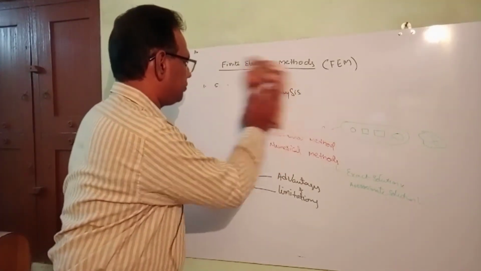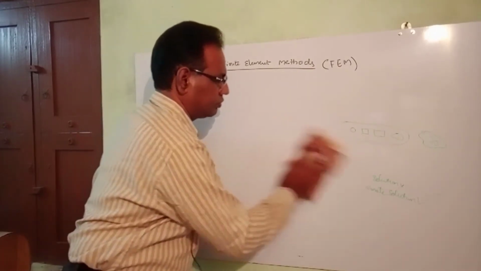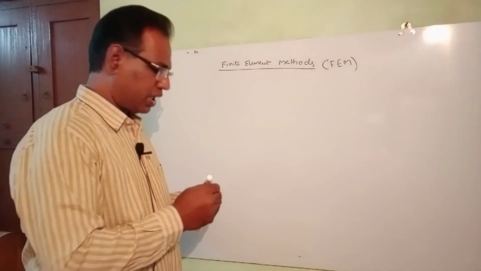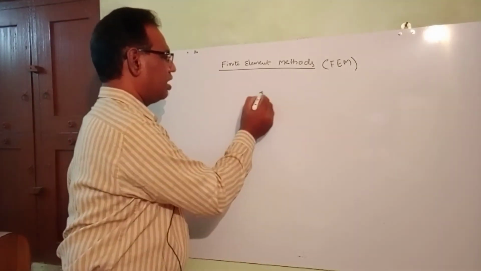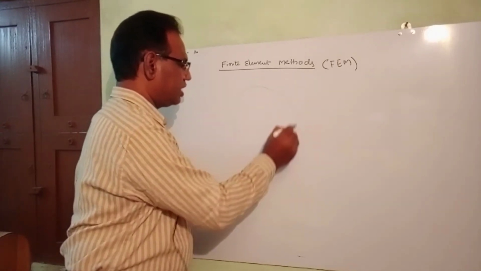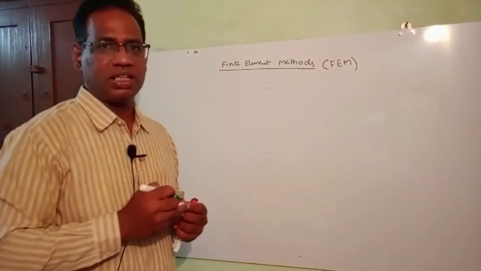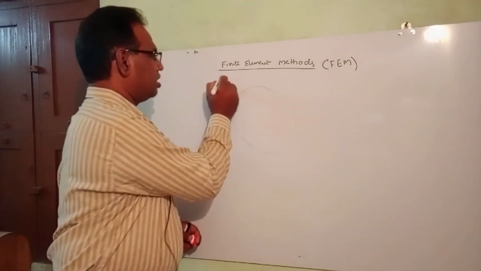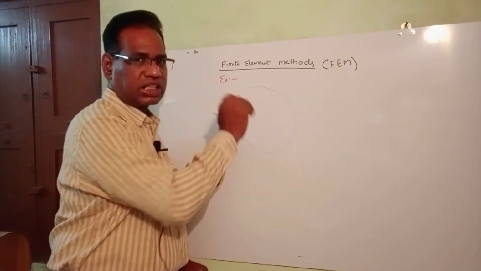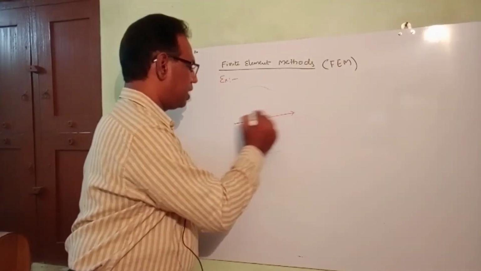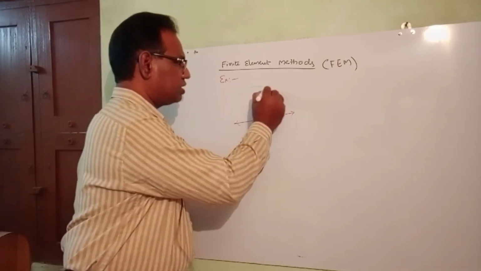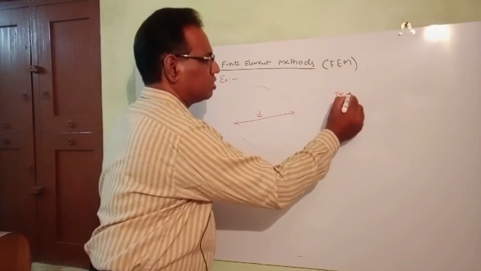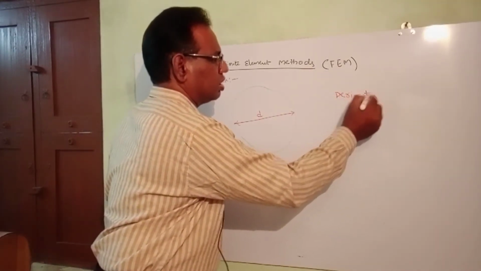So here, for demonstrating the method involved in the finite element method procedure, I am going to take a simple example: finding the circumference of a circle, or perimeter of a circle, having the diameter d. Suppose I want to calculate the perimeter of a circle.